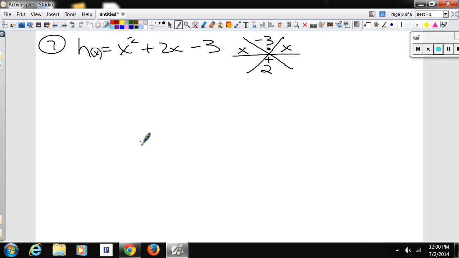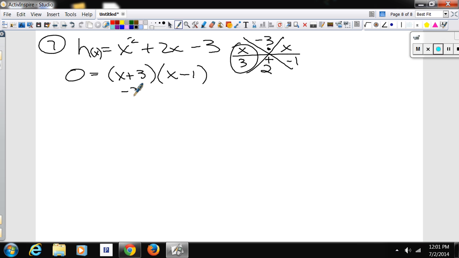Good, close. No, you're right, negative 1 and 3. 3 and negative 1, yeah. You want the bigger one to be positive. So there's one parenthesis, x plus 3, and your other parenthesis will be x minus 1. And we're going to find out what would make each one of them a 0. What's going to make this first parenthesis 0 right here? Negative 3, right? So that's one of my x-intercepts.